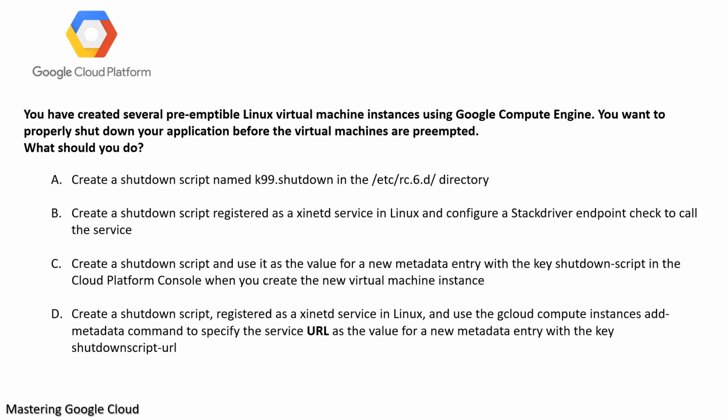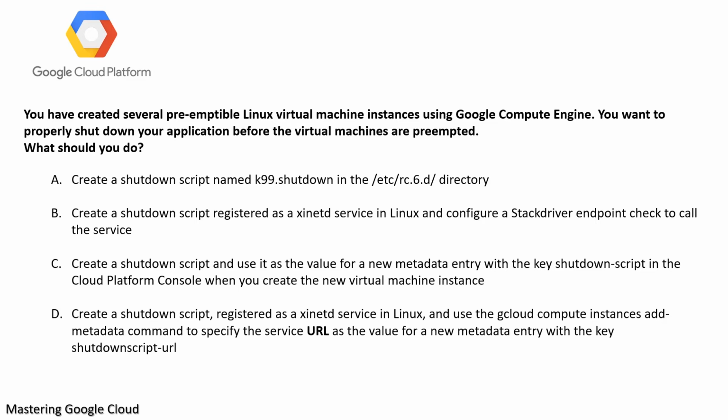You have created several preemptible Linux virtual machine instances using Google Cloud Compute Engine. You want to properly shut down your application before the virtual machines are preempted. If you read the question properly, you know that it's about a preemptible machine. A preemptible machine has a lifespan of 24 hours. So the question is how you properly shut down your applications which are running on a preemptible machine before the machines are preempted. We have just gone through the concept of metadata and startup and shutdown scripts.